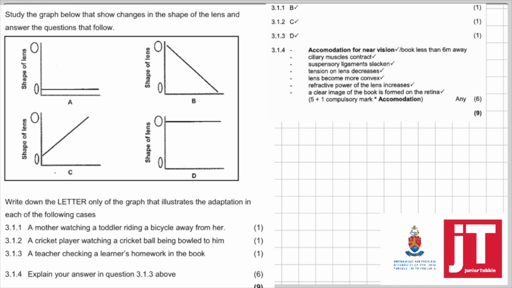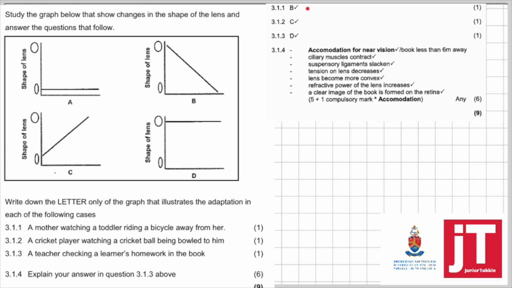3.1. Study the graph below that shows changes in the shape of the lens and answer the questions that follow. Write down the letter only of the graph that illustrates the adaptation of the following cases. Now, 3.1.1. We must match each of these 4 statements to the graphs. A mother is watching a toddler riding a bicycle away from her. So, of course, here it's away from her. So, it's going from near vision to distant vision. So, the answer, obviously, the best graph, then, of course, is B. So, you can see the lens is changing shape from more convex to less convex.